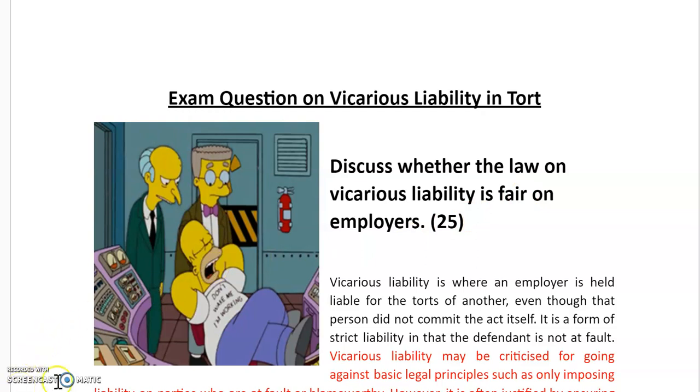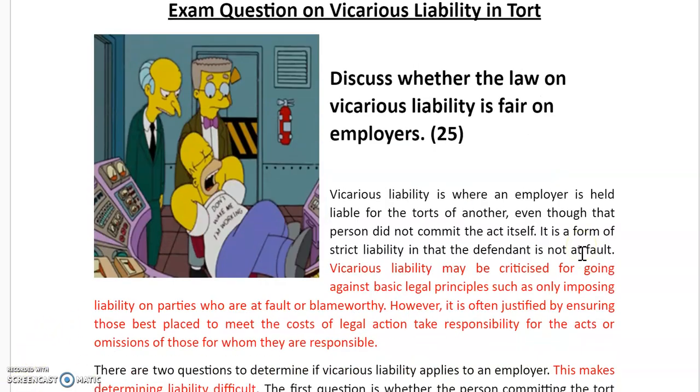And whichever exam board you're with, you're essentially being tested on two things here. You're being tested on A, whether you know the law, so whether you can explain facts, principles, cases, rules relating to vicarious liability, and two, whether you can analyse and evaluate whether that law is fair or not.